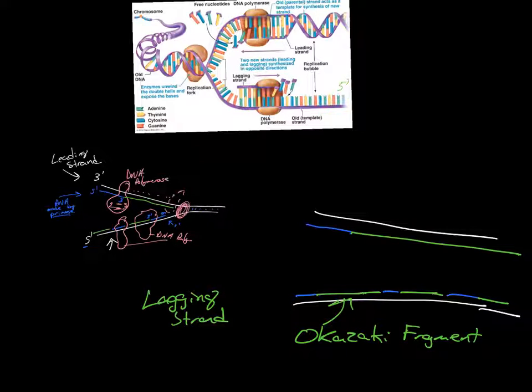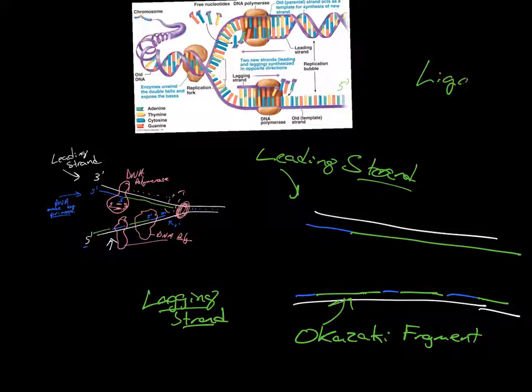Because it's doing it slower, we call it the lagging strand. And because this one's faster, we call this the leading strand. But they're both making DNA. It's just that the lagging strand has to work harder because it has to do it in pieces and parts. And the one last enzyme I want to talk to you about is ligase. Ligase is what's going to bind these together and get rid of the Okazaki fragments.